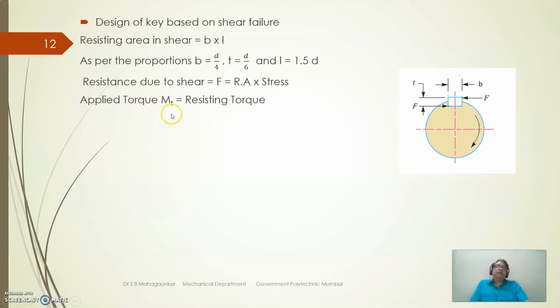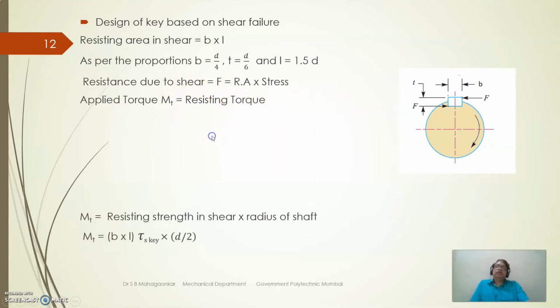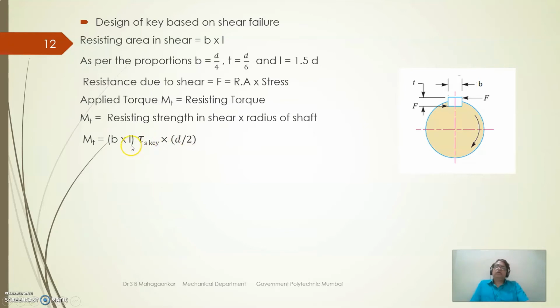So the applied torque Mt is equal to the resisting torque, and the resisting torque is nothing but the resisting shearing force into the distance. So what is the resisting shearing force? It is the resisting area into tau s key. So P into L into tau s key into D upon 2, right? Using this, if you know P and L, you can substitute here and find tau s, the shear stress, and that should come less than the allowable stress for the key material.